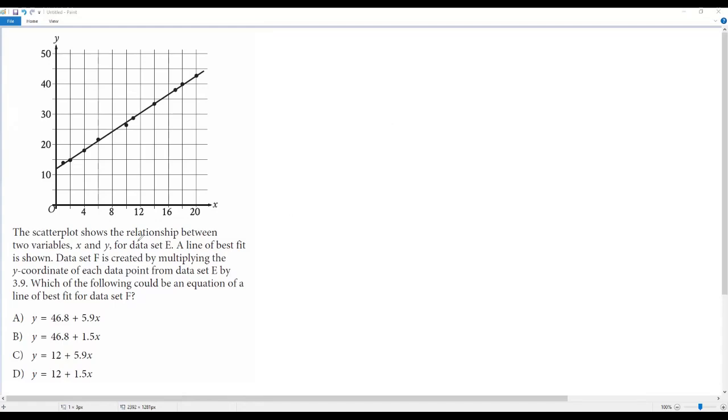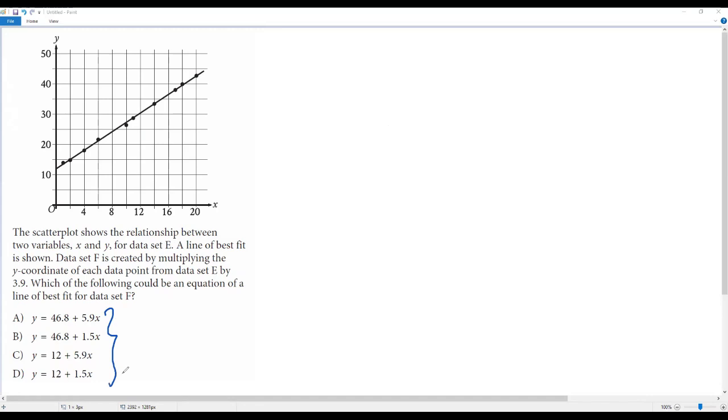The scatter plot shows a relationship between two variables x and y for data set E. A line of best fit is shown. Data set F is created by multiplying the y coordinate of each data point from data set E by 3.9. Which of the following could be an equation of a line of best fit for data set F?